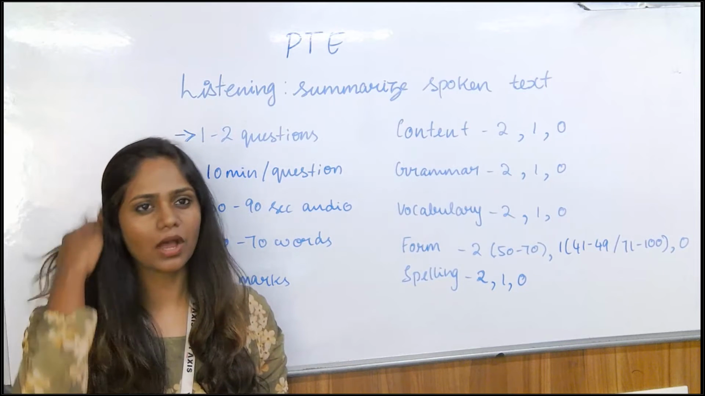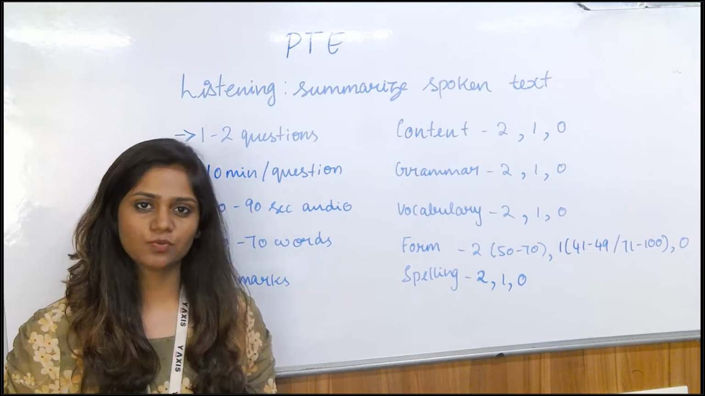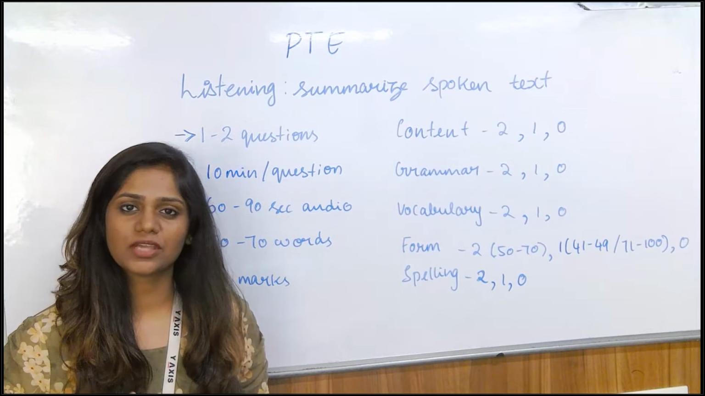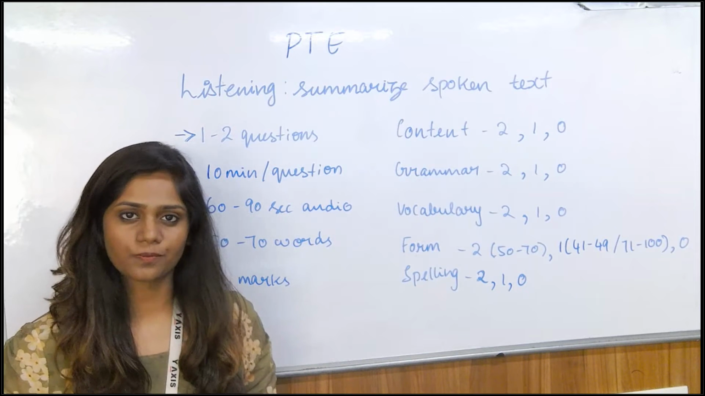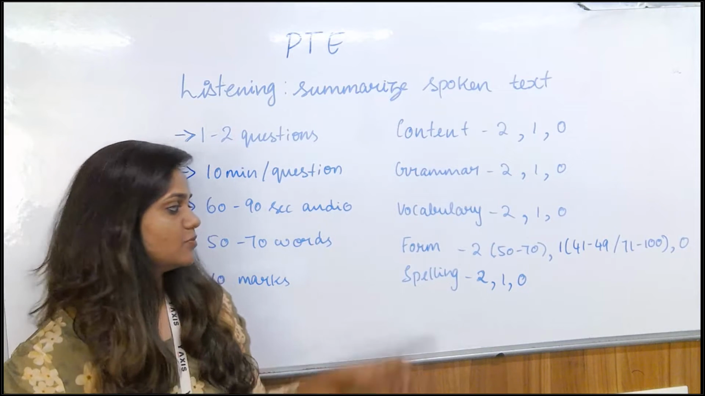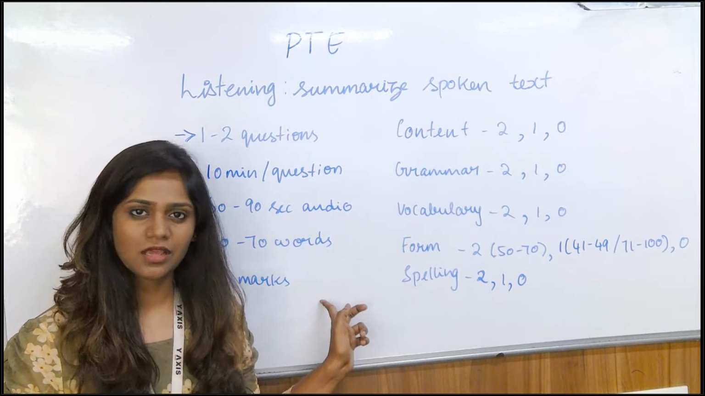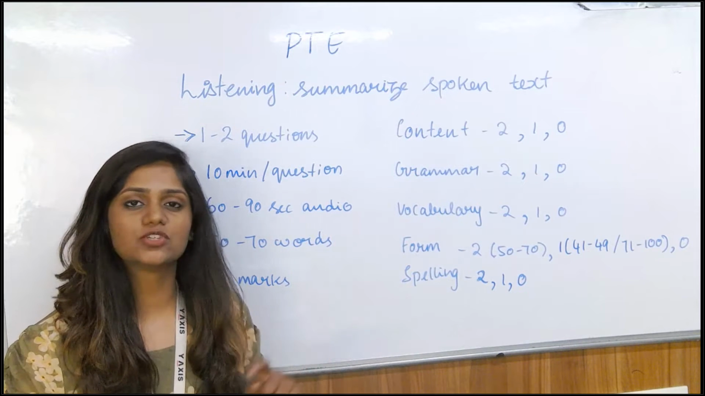That means if you have written a summary without any spelling mistake, you would get 2 marks. If there is even one spelling mistake, you are going to get only 1. And if there are more spelling errors, you are going to get 0. And when it comes to form, it is for the word limit that you have written. If you have written as expected, like 50 to 70, you get 2 marks.